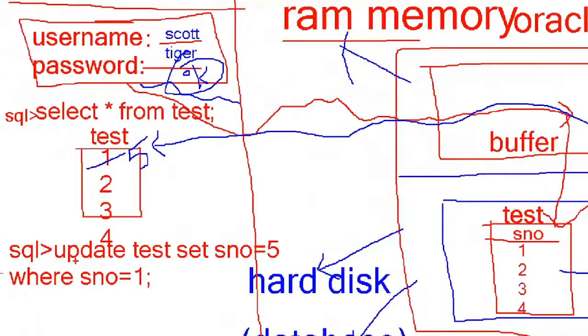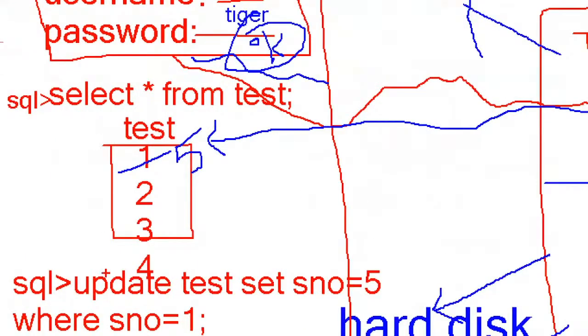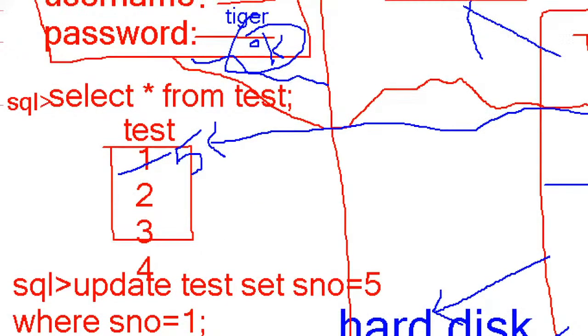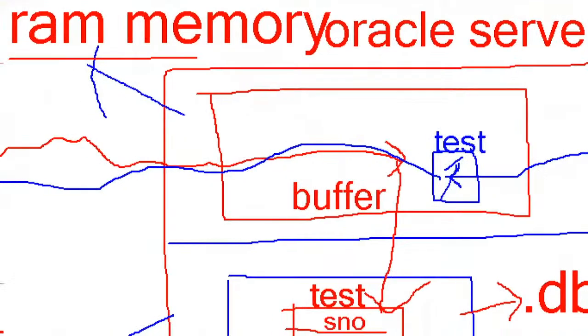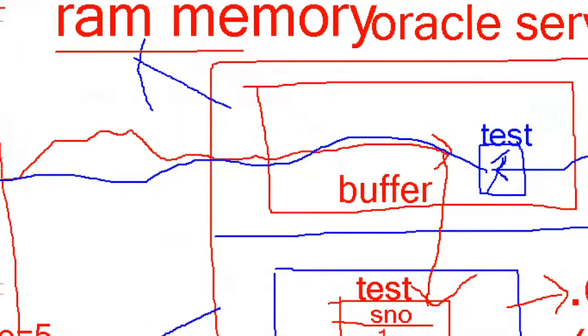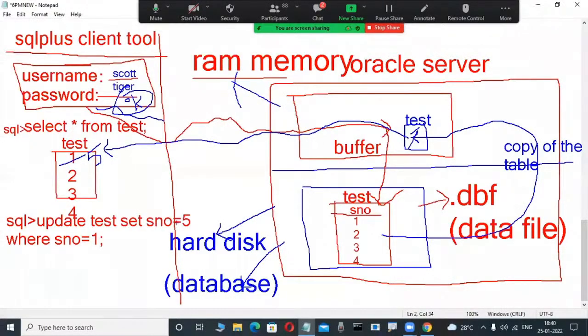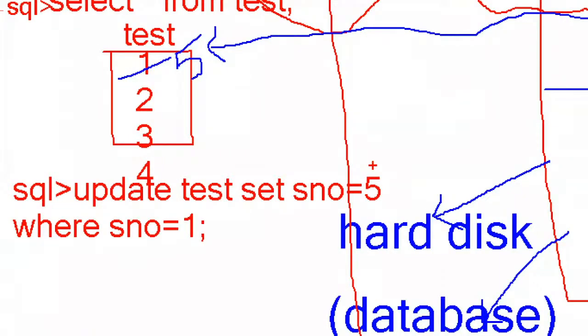Whenever I type this update command in the SQL Plus tool, this SQL language command is executed in the buffer. Here in this buffer only it will be executed, not in the hard disk. Now you observed, whenever I use the update command, what is the new value? 5. Very good. And what is the old value? The old value is 1.